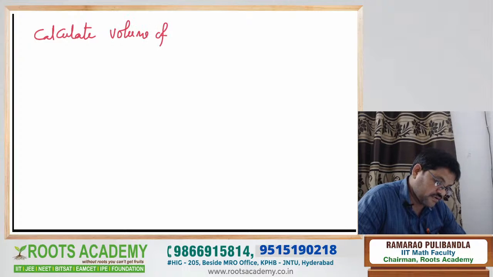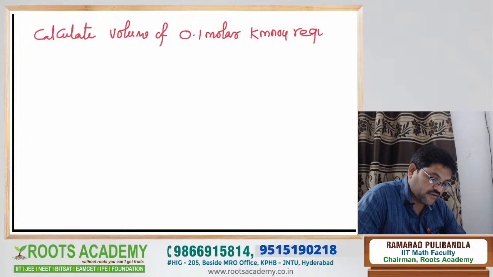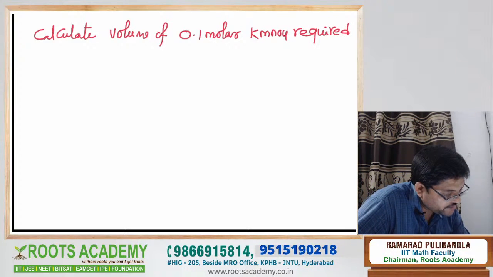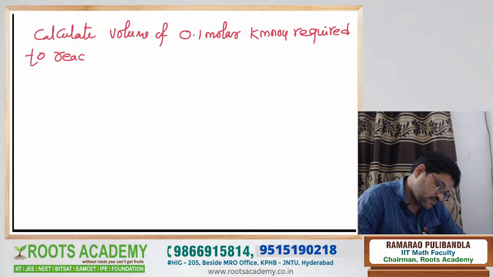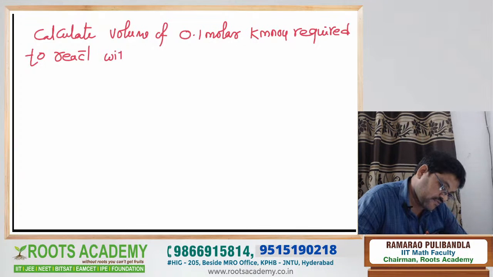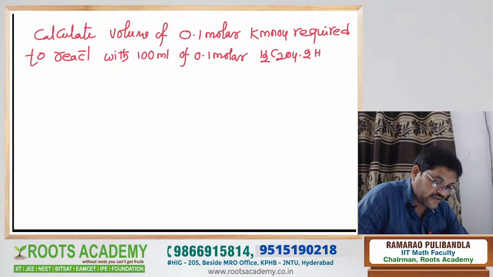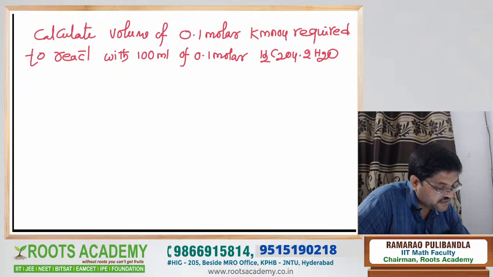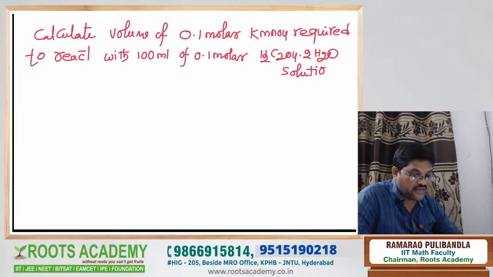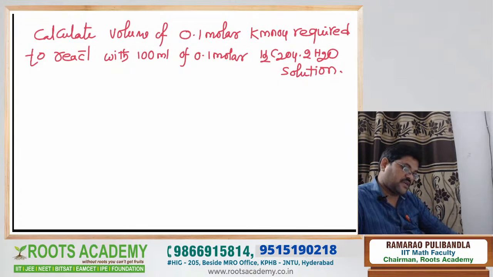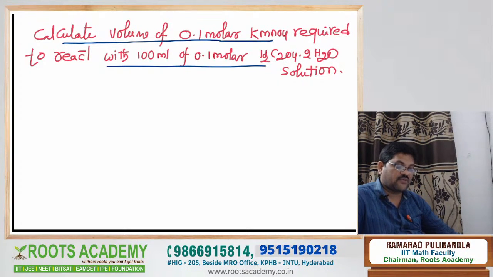Calculate the volume of 0.1 molar KMnO4 required to react with 100 ml of 0.1 molar oxalic acid dihydrate solution. That's the question. See the question carefully, what I am saying. Calculate the volume of the 0.1 molar KMnO4 required to react with 100 ml of the 0.1 molar oxalic acid dihydrate solution. Simple logic. Again the formula is what?